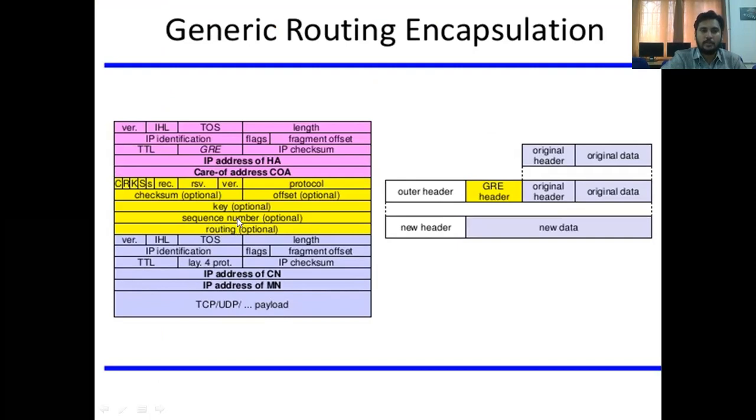Sequence number, optional, and key, optional, and checksum, optional, and offset is also optional, and this is also common again: protocol, version, RSV, REC, and these are the bits, fields, and the care-of address, COA, IP address, HA. These are also the common things: TTL, GRE, IP checksum, fragment offset, length, flags, TOS, IHL.